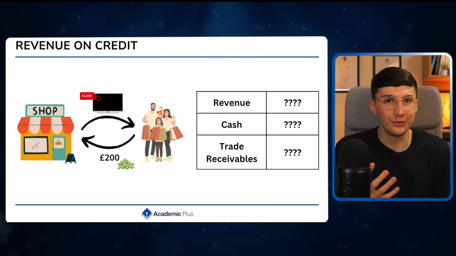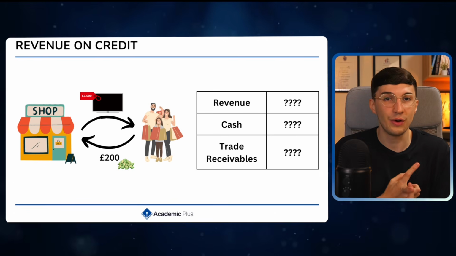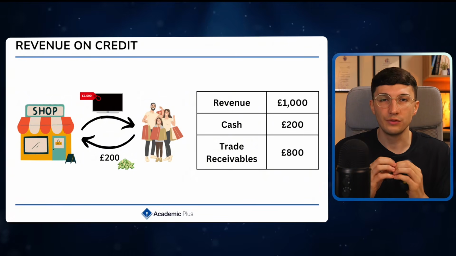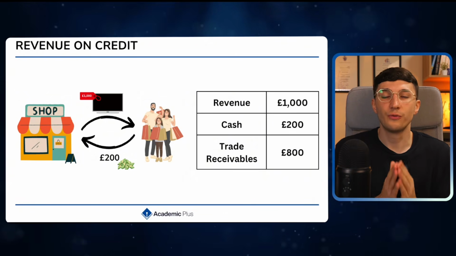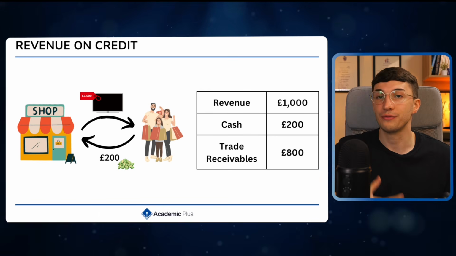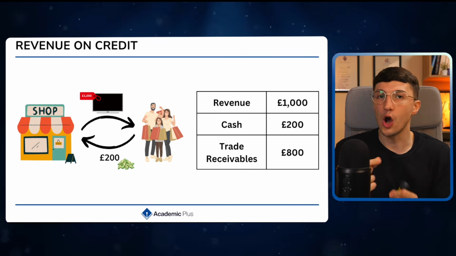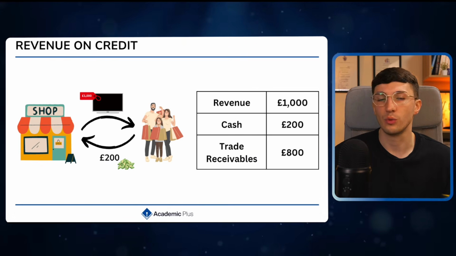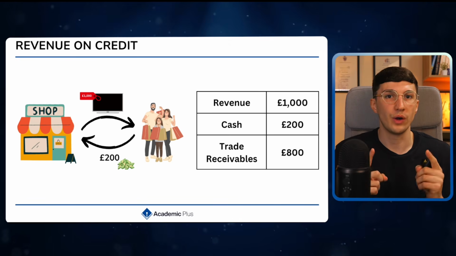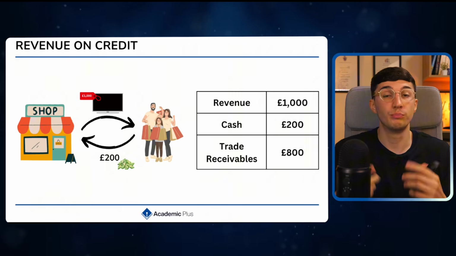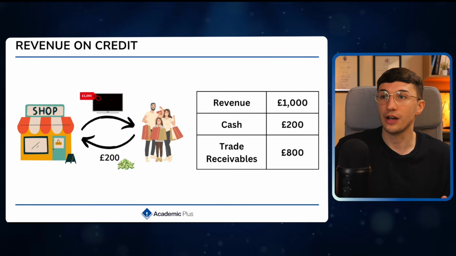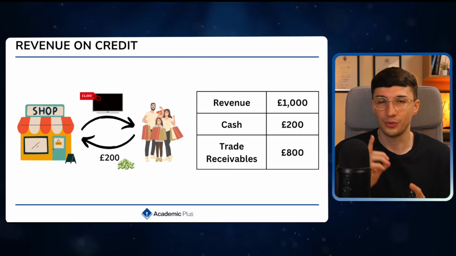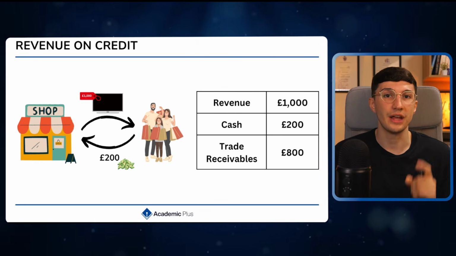Now, how is that different then? How is our cash recorded differently and how are our revenue and profit recorded differently? Well, in terms of revenue, we have to record the entire transaction. So for my revenue, I would record that I've made a £1,000 sale. But in cash, I could only record the amount that I received. Now, we've also got this concept called trade receivables. All that means is the amount of money that we're waiting to receive from our customers who have bought products and services on credit. So as you can see here, it would be £800 because that's how much they owe me. So a key difference between revenue and cash is how we record it and the timing of it.